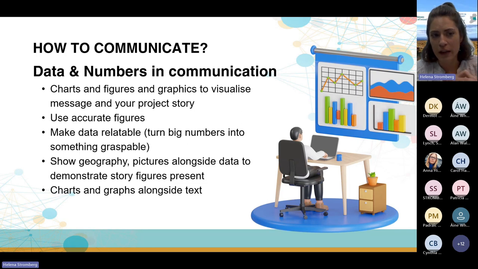Show geography and pictures alongside data to demonstrate the story that your figures are presenting. If you have a document or a paragraph perhaps with a lot of figures within that, it is a good idea to have a chart or a graphic alongside that text. That really helps a reader engage with your figures and interrogate the data themselves, so that they are able to get a better understanding of your figures.